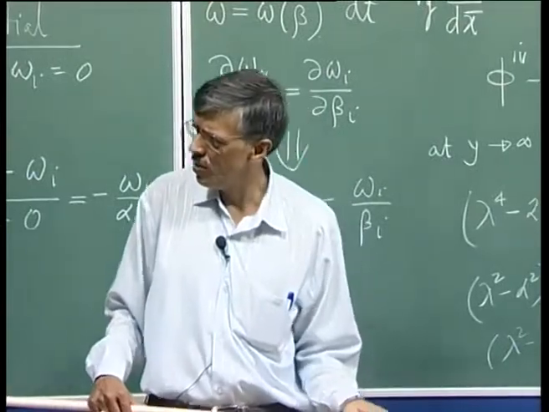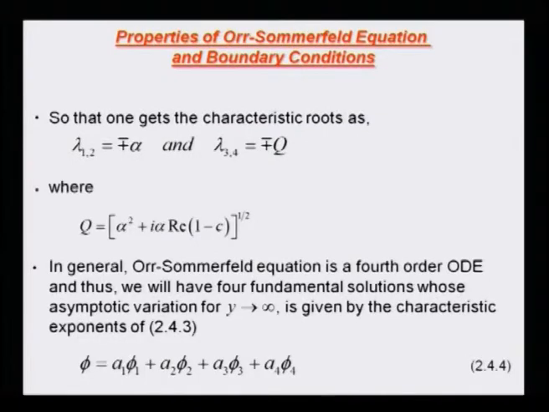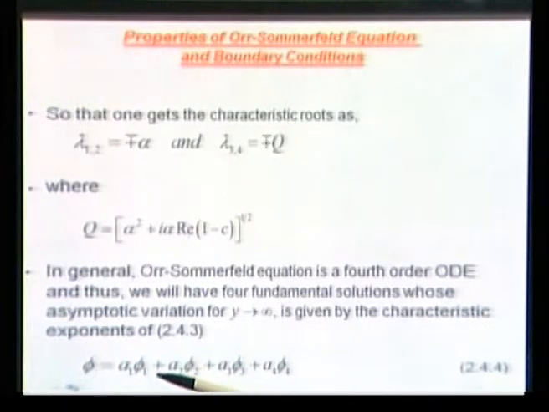Now, if you look at the behavior of this solution as you go up outside the shear layer, that means your y would tend to infinity, then what happens to the phi 2 part of the solution? Phi 1 and phi 2 part of the solution for large y would be given in terms of this. This will go as e to the power minus alpha y, this will give you e to the power plus alpha y, right. And this will give you e to the power minus q y, and this will give you e to the power plus q y.